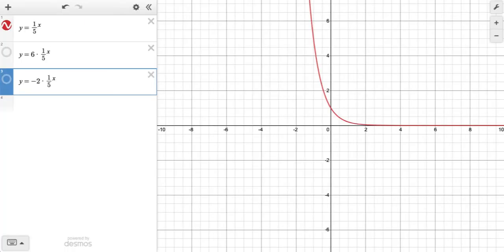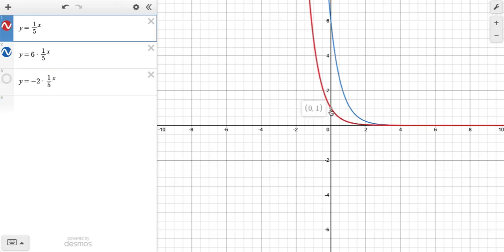Okay, so you can see that y equals 1/5 to the x, this red graph, is exactly what we had when we have a fractional value raised to an x power. What do you think is going to happen with this 6? It's going to be weird, but it stretches everything. It looks like it shifted it over to the right. I get it, but that's not what's happening. Remember, what we had here was 0, 1 when I put 0 into the function, but when I multiply that function by 6, I'm going to get 0, 6. So it looks like a shift to the right. It's not. It really is a vertical stretch.